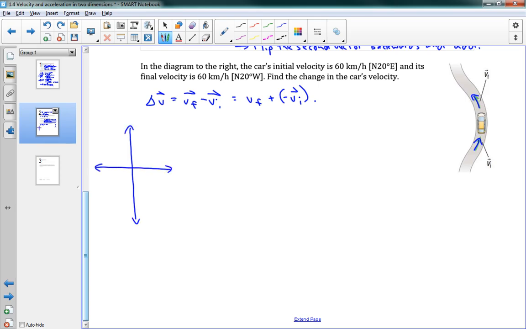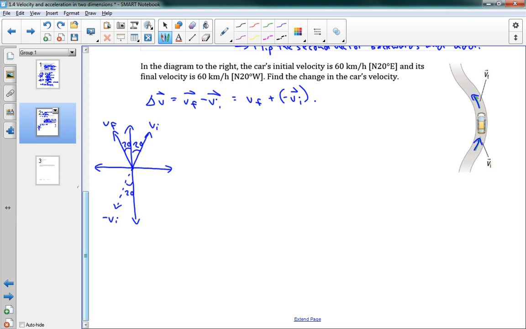We have Vf, this is 60 kilometers per hour, north 20 west. Vi looks like this, and I'm just going to clean this up a bit. This one is Vf, this is Vi, and if I want to get negative Vi, it's going to have the exact same length, but pointing in the opposite direction. So you can see that this will be 20 now, and this is negative Vi.